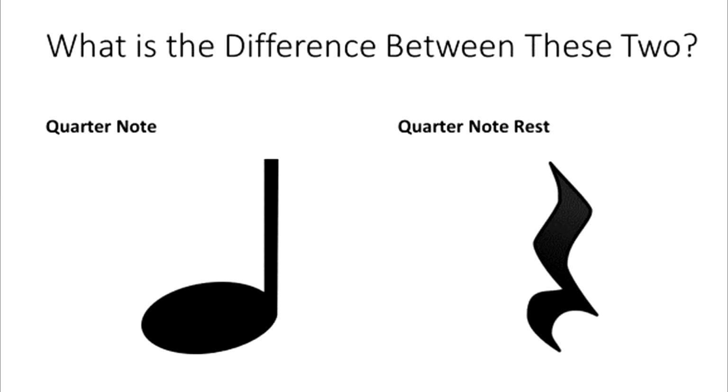And let's talk about that now. What is the difference between the quarter note and the quarter note rest? Well, visually, there is a difference. They are designed differently. They look different to you. Also, the quarter note has sound associated with it. The quarter note rest does not have sound associated with it. So those are the differences. What is the same? Rhythmically, they are the same. There is no difference in these two rhythmically.